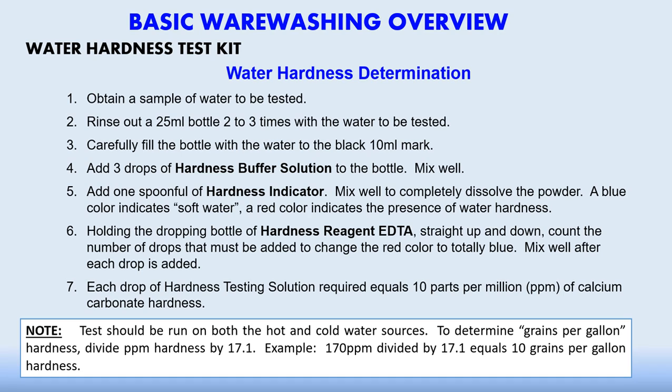Next, by holding the dropper bottle of hardness reagent EDTA straight up and down, add in 1 drop at a time. Count the number of drops that you added to change the red color to a total blue. Make sure that you mix each drop in after each drop. If you drop more than 1 drop at a time, you will get a false reading. Remember, 1 drop at a time and mix well. Count the number of drops. Each drop of water hardness testing solution equals 10 parts per million of calcium carbonate hardness.